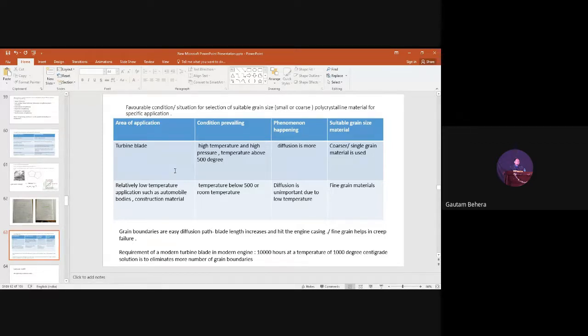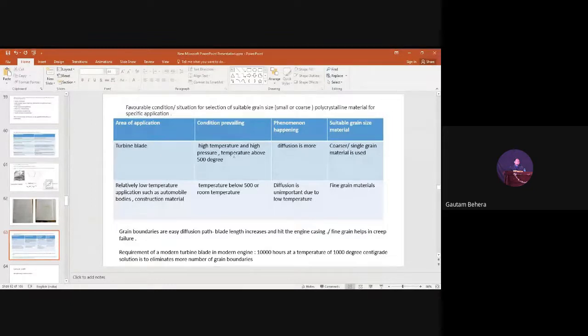That depends upon the area of applications, where in which area we have to use that particular material. So suppose, for example, turbine blade. Suppose you are making a turbine blade. So you understand the condition will be what? Condition will be high temperature and high pressure, right? The steam will flow, or the hot gases will flow and rotate the turbines. So the temperature is very high and the pressure is also very high in that atmosphere, right?